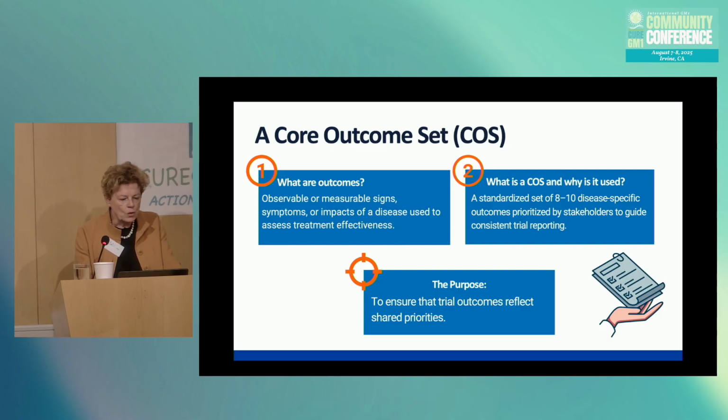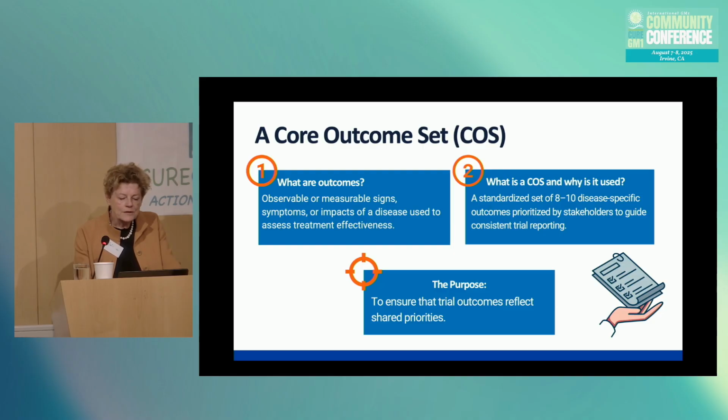So what is a core outcome set? First of all, what are outcomes? It's unusual if we're just talking about clinical presentations, but outcomes are actually observable or measurable signs or symptoms or impacts of a disease. The term outcomes is particularly used to assess treatment effectiveness. So if you look at clinical trial protocols, you will always see that term outcome.